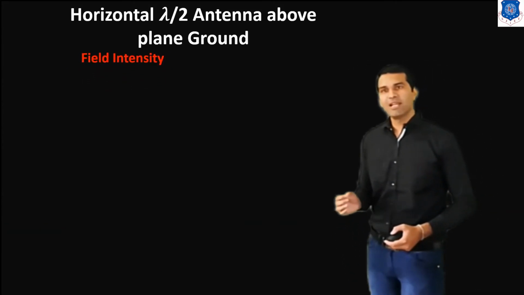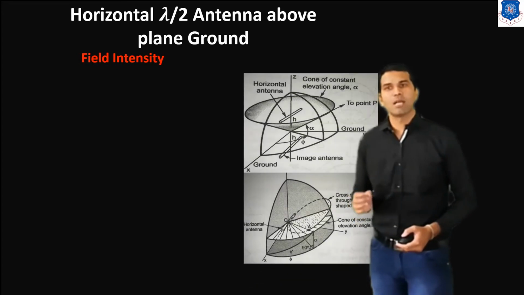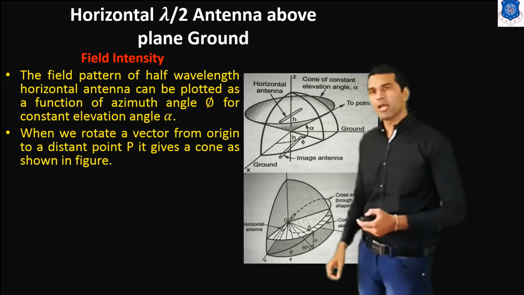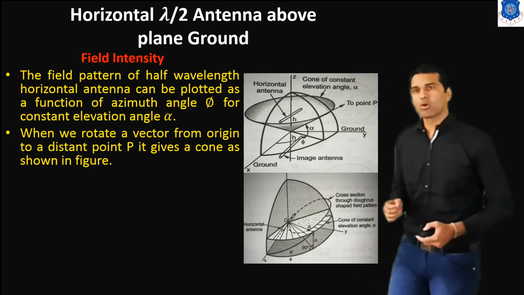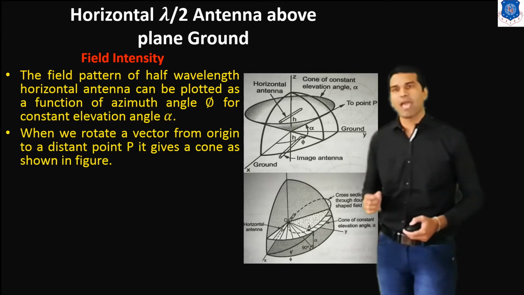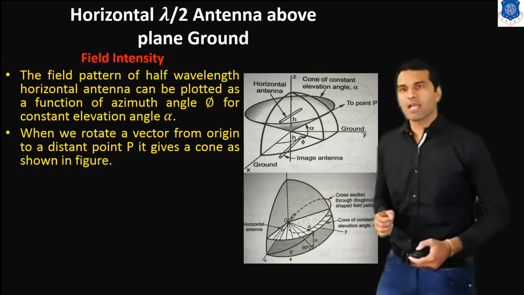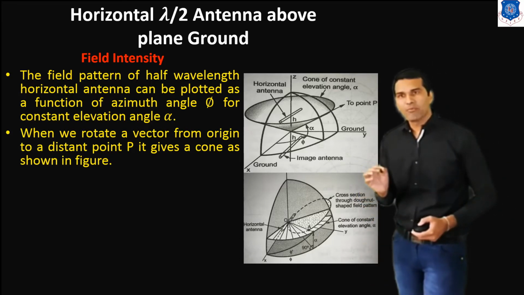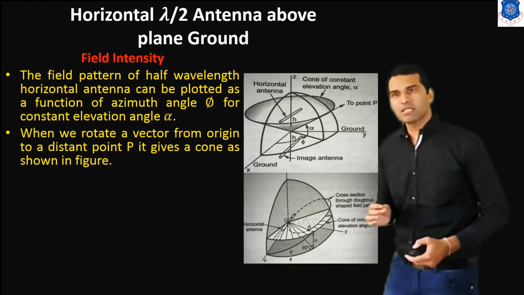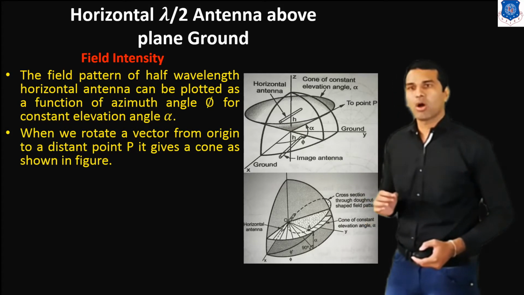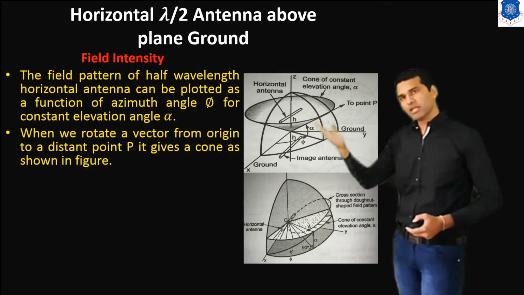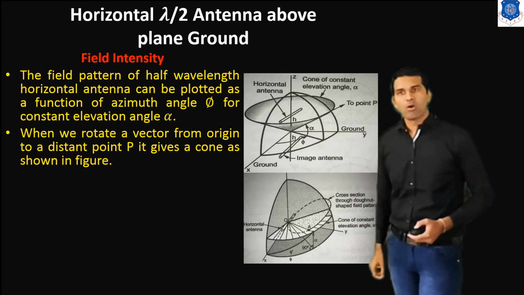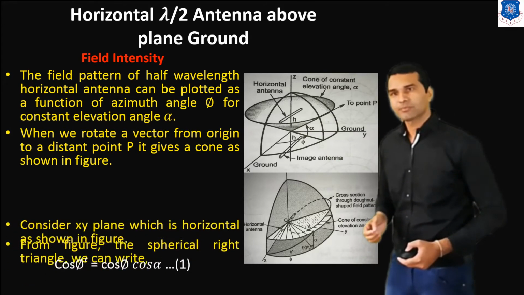Now the field intensity of the horizontal lambda by 2 antenna. The field pattern of the half wavelength horizontal antenna can be plotted as a function of azimuth angle phi for a constant elevation angle alpha. When we rotate a vector from the origin to the distant point P, it gives a cone as shown in the figure. So here we can see the field radiation pattern of the horizontal lambda by 2 antenna.